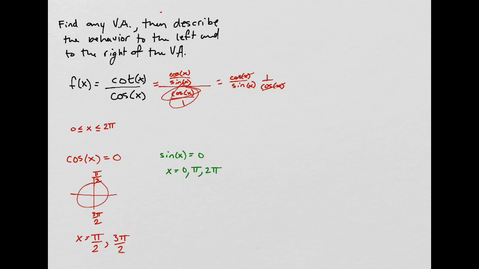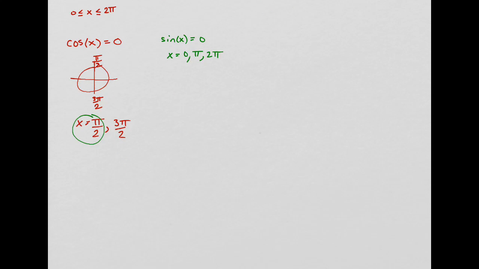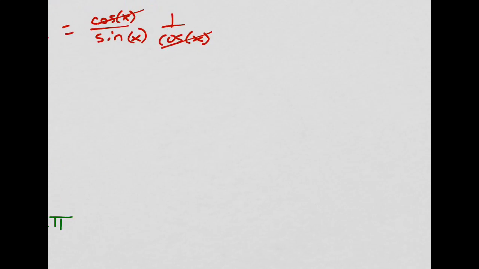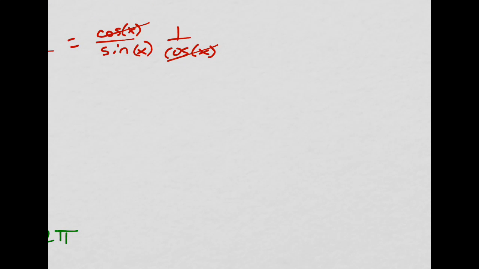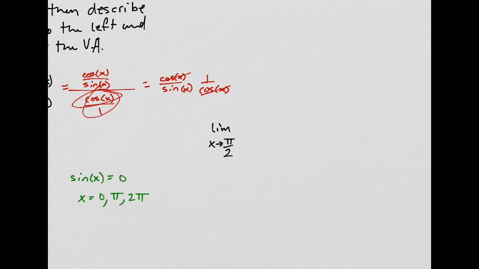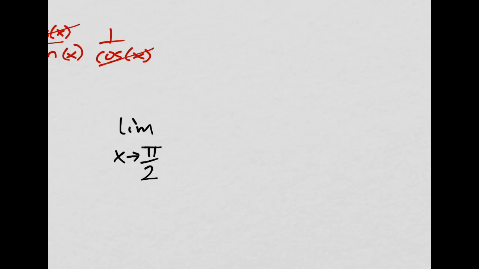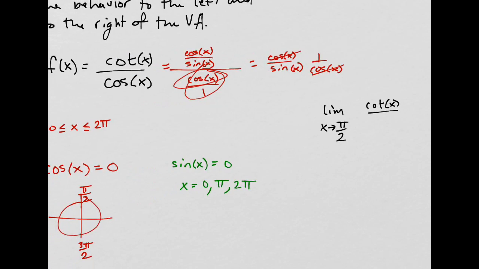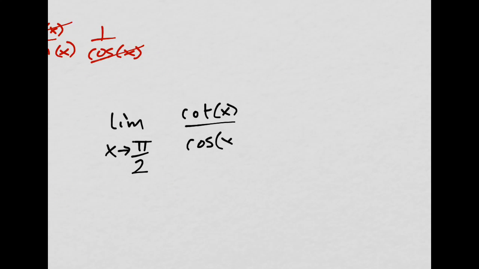I suppose we could graph this and look, but I want to do this algebraically. So, let's think. First thing I'm going to do is take the limit as x approaches pi over 2 from either side. I'm going to try and evaluate the two-sided limit. I don't think anything weird will happen, but we'll see. So, the limit as x approaches pi over 2, a two-sided limit, of cotangent x divided by cosine of x.